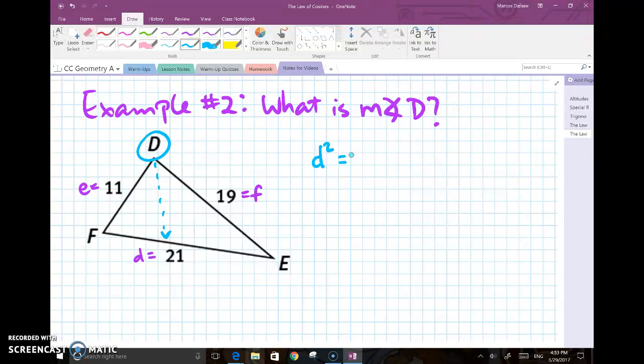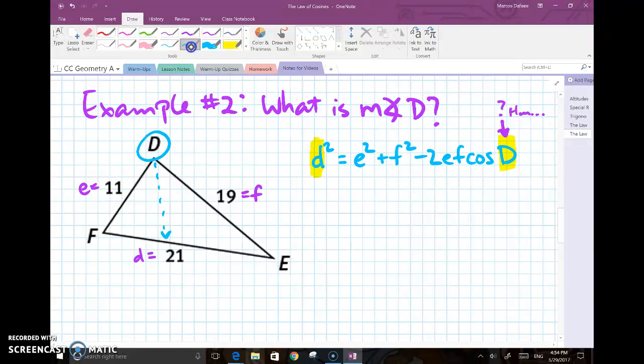The other parts, f and e, are known to me, so they will be e squared plus f squared minus 2 ef cosine, and then my focus angle, which is d. Okay, once again, notice that these correspond with each other, and they always will. So one of these will be my unknown, and in this case it's my angle, which I don't know.